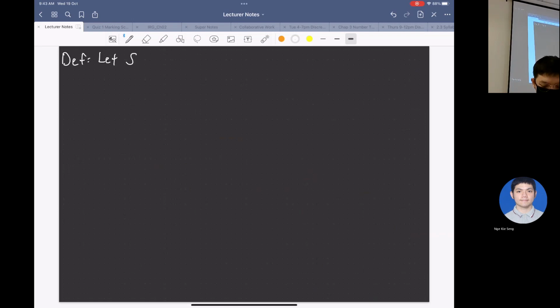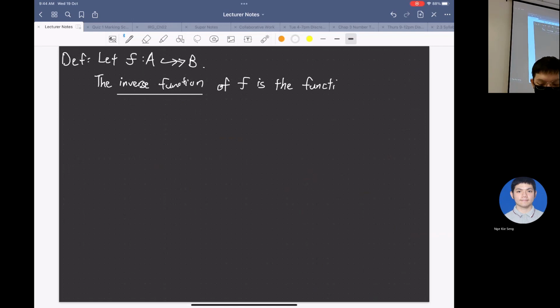Okay. So suppose we have a bijection from A to B. Now we want to define the inverse function. So it's 1-to-1 and onto. Okay. So the inverse function of F is a function. Since it is a function, from where to where? Let me write down the notation for it first. It's a function F inverse from B to A.